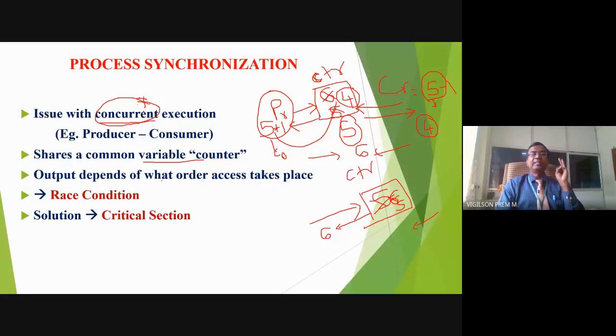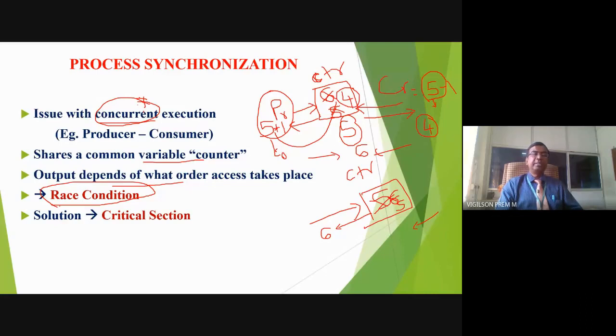As I told, the output depends on what order the access takes place. The producer and consumer are taking the data at the same time. If the producer updates first and the consumer updates second, it will become 4. If the consumer updates first and the producer updates second, it will become 6. So depending upon the order, the data will change to either 4 or 6, but both are wrong. 5 is the correct answer. This situation is called a race condition.